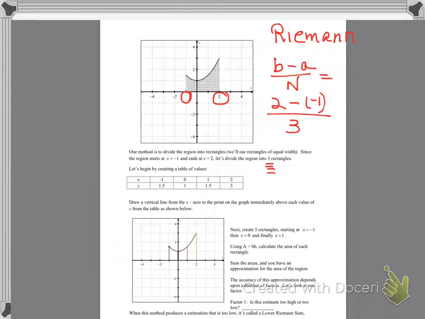So 2 minus negative 1 is 3, so 3 over 3 equals 1, and therefore the width of each of those rectangles will be 1. That means that here are the vertical parts of my rectangles, and I have 1, 2, 3. If we're going to use left Riemann sums, and that's our approach initially.